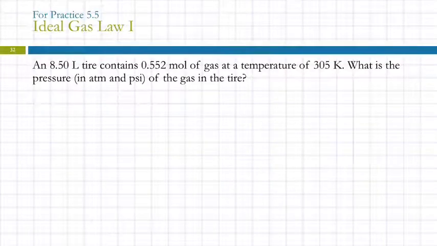Okay. Let's do an example. An 8.50 liter tire contains 0.552 moles of gas at a temperature of 305 Kelvin. What's the pressure in atmospheres and psi of the gas in the tire?